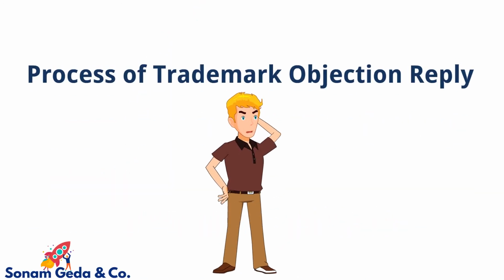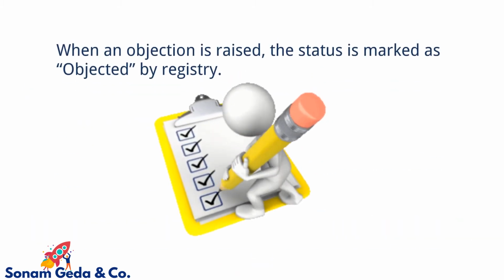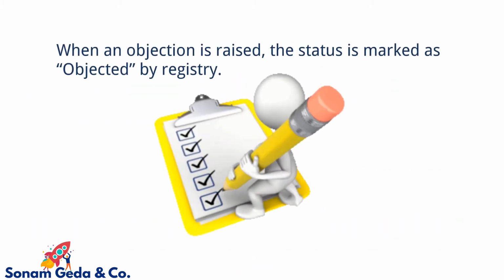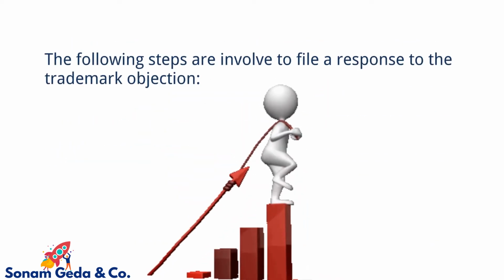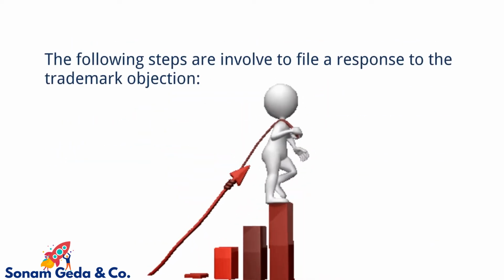Process of trademark objection reply. When an objection is raised, the status is marked as "objected by registry". The following steps are involved to file a response to the trademark objection.